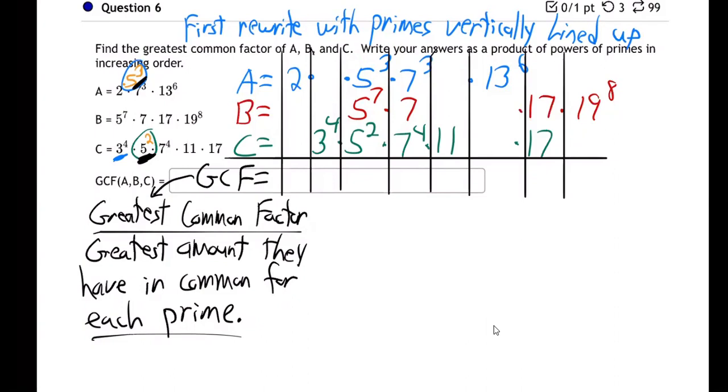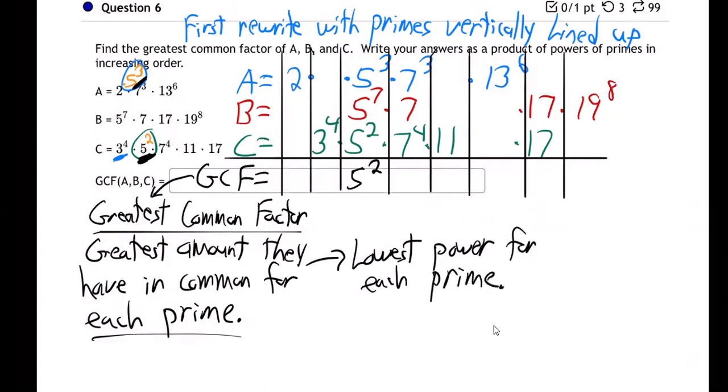It's going to be 5 squared. Why? It's the lowest power. In other words, another way you can put it is the lowest power for each prime, because that's what they have in common. In other words, everybody has at least 2 5's, don't they? They have that in common.